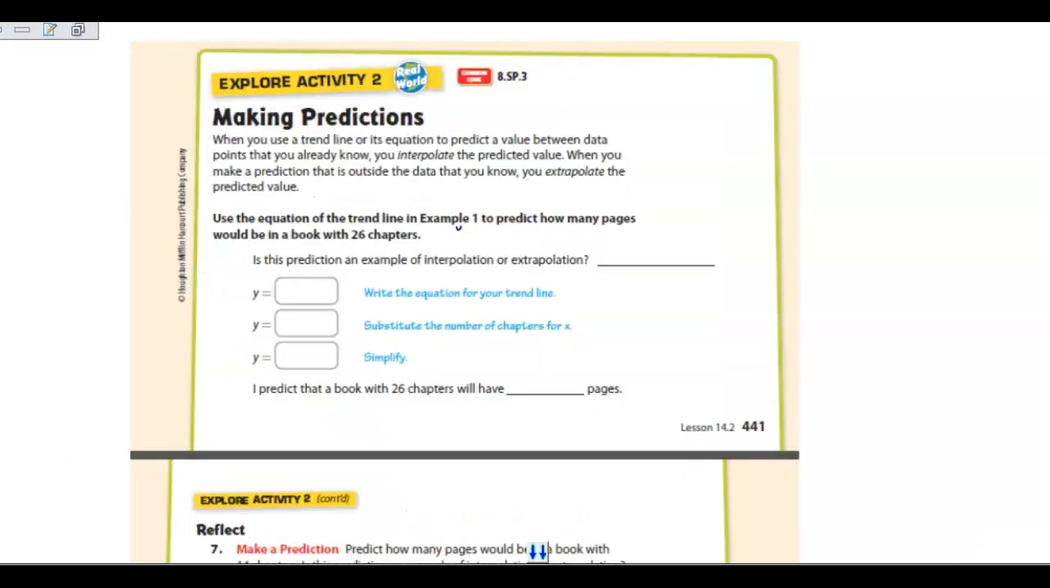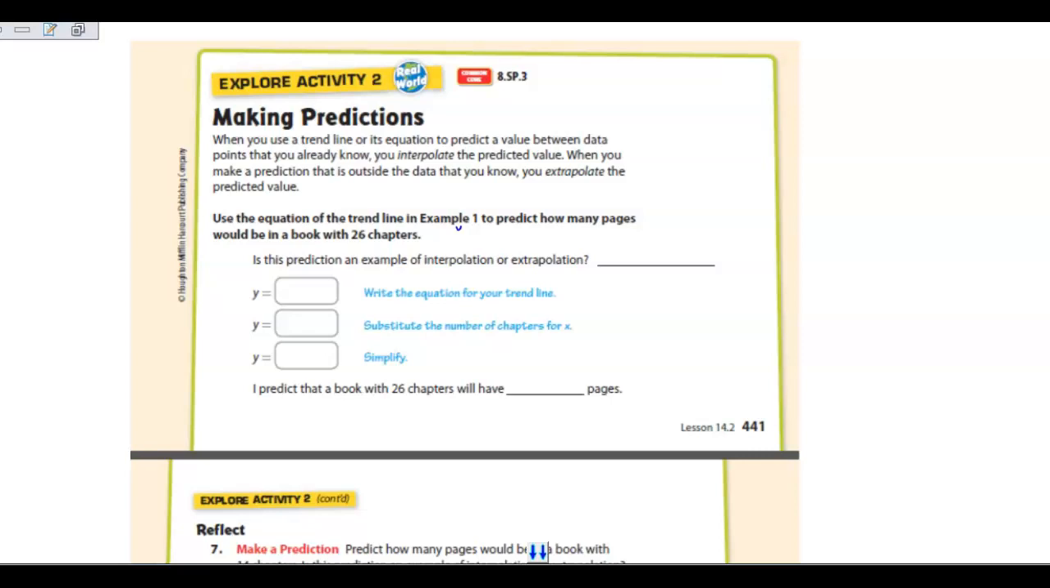All right, making predictions. We kind of did that a little bit already. We used information from our trend line to help us come up with an idea of what to expect after a certain period of time or number of miles. So when we use the trend line or its equation to predict a value between data points that you already know, you interpolate the predicted value. When you make a prediction that is outside the data that you know, you extrapolate the predicted value.